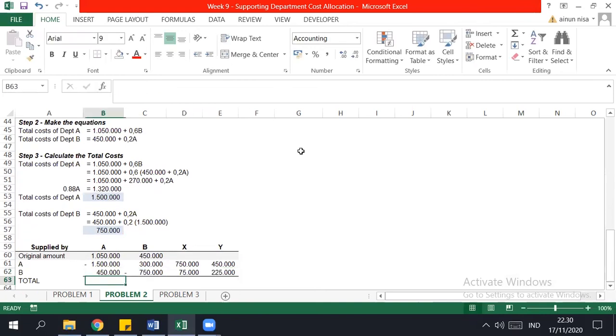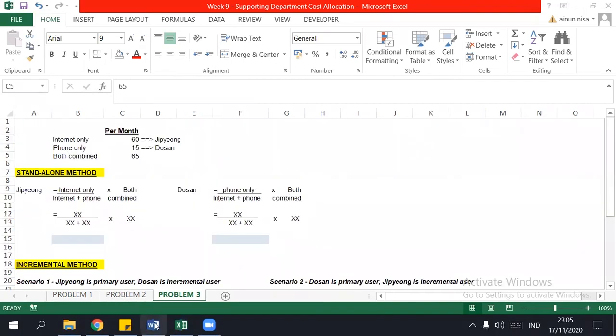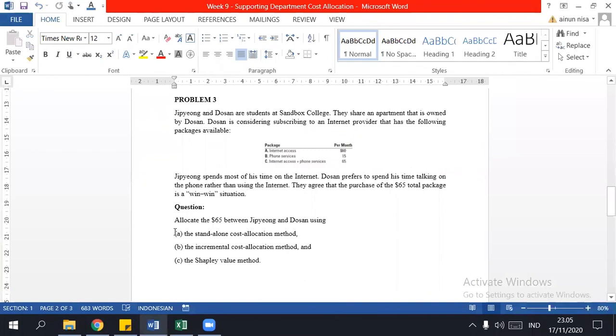Okay, and after that, don't forget that the sum of the costs of department A and department B should equal 0. And for department X and Y, department X's total cost is 825,000, while department Y equals 675,000. Okay, so that's all for problem number 2. Okay, so let's move on to the third question.